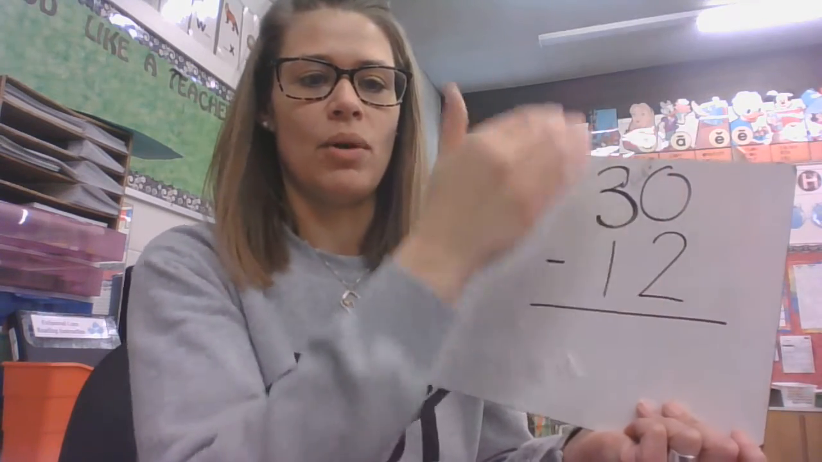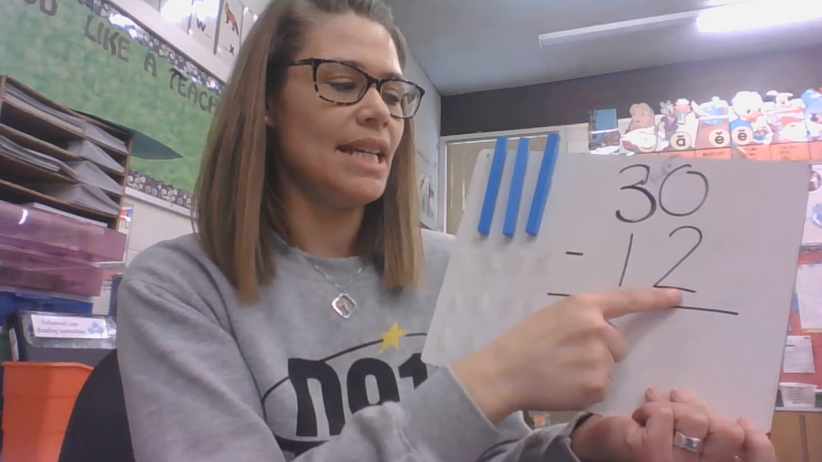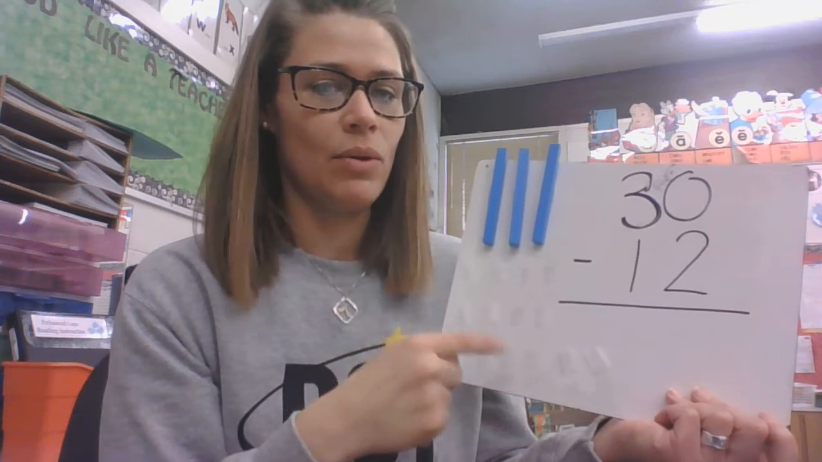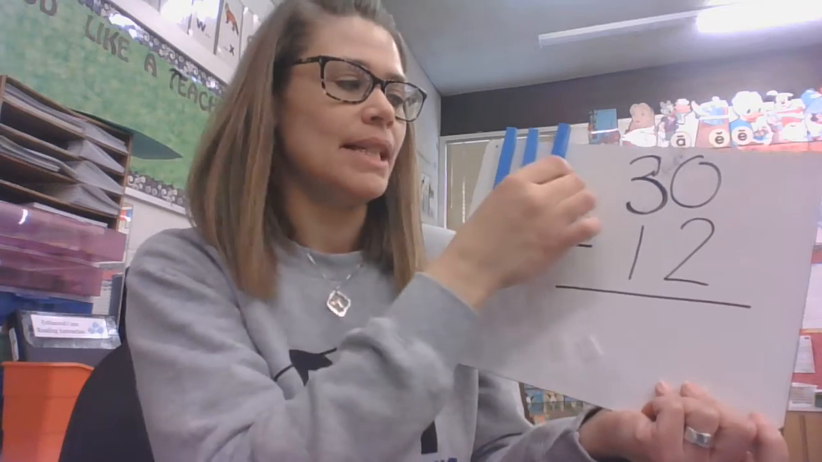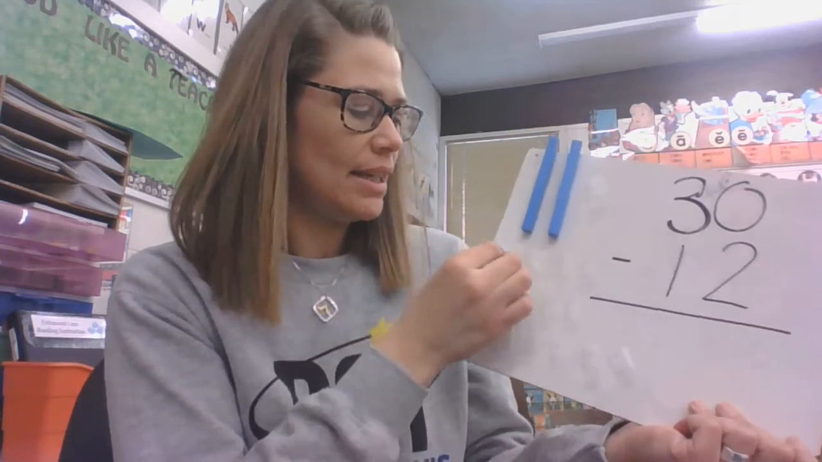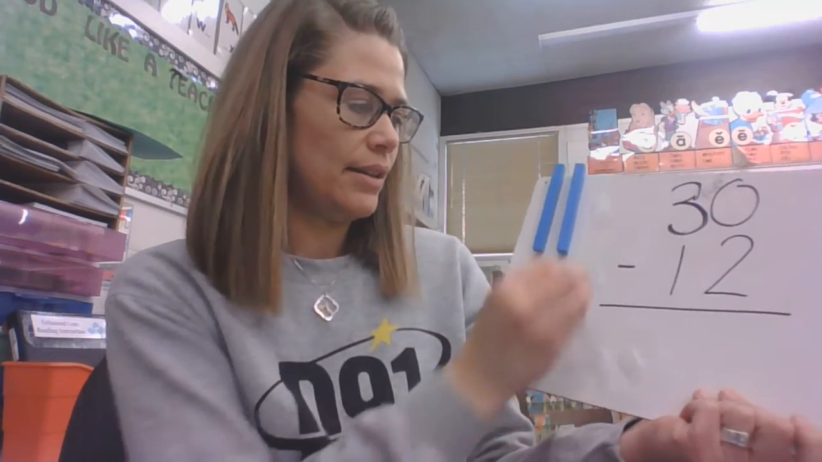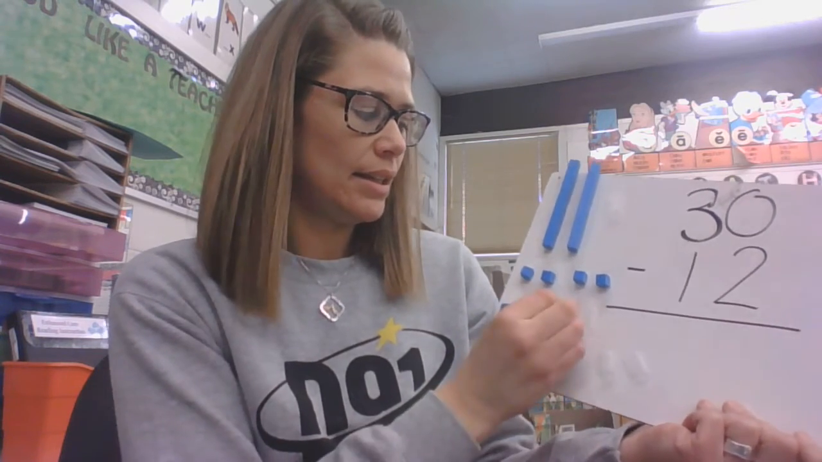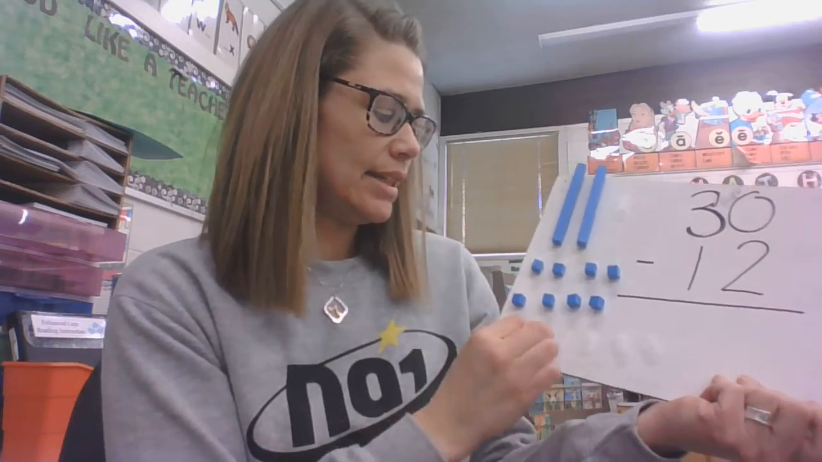Okay, am I going to start with the ones or the tens? I'm going to start with the ones first. So I have 0 ones, but I need to take away 2 ones. Do I have any ones to take away? So how can I fix my problem? I'm going to take away that 10 and turn it into how many ones? 10 ones. 1, 2, 3, 4, 5, 6, 7, 8, 9, and 10.